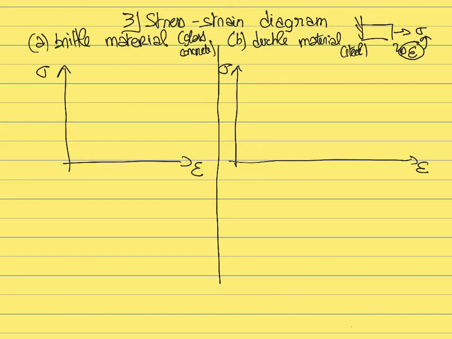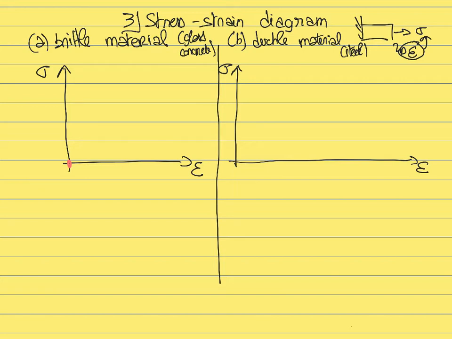In the case of the brittle material, what you would typically observe is that initially, when there is no strain, then there is no stress. This is always true. No strain means no stress. If you don't apply any deformation, then there is no stress. Or if you don't apply any stress, then there is no deformation.